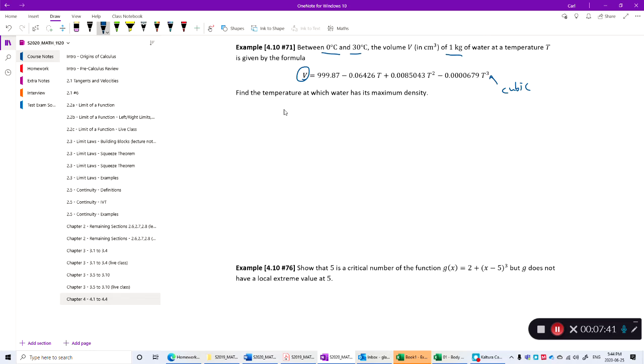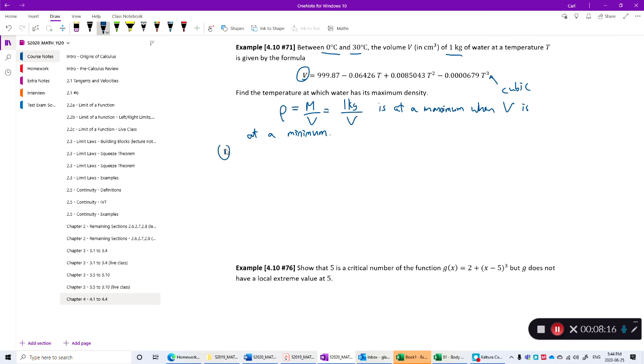So let's think here. What is density? Sometimes it's represented by the symbol rho. Density is mass divided by volume. In this case, it's 1 kilogram divided by V. So that quantity is at a maximum when V is at a minimum, right?